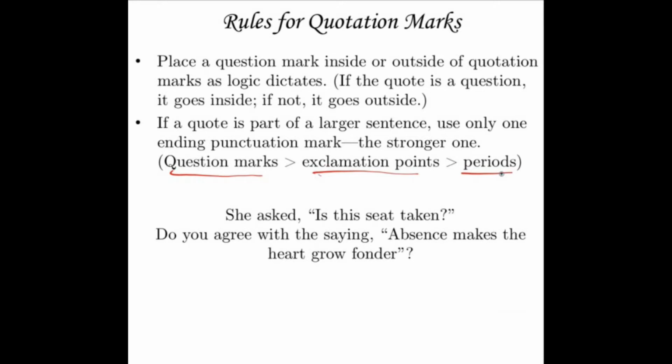So, she asked, "Is this seat taken?" She asked, comma, quote, "Is this seat taken?" Well, we're quoting her question, so the question mark is part of the quote, so it goes inside the quotation marks. But if you look at the second sentence, do you agree with the saying, "Absence makes the heart grow fonder"? Well, the quotation is just, "Absence makes the heart grow fonder." It's not a question. You're asking a question about it. So the question mark goes outside the quotation marks in this case.